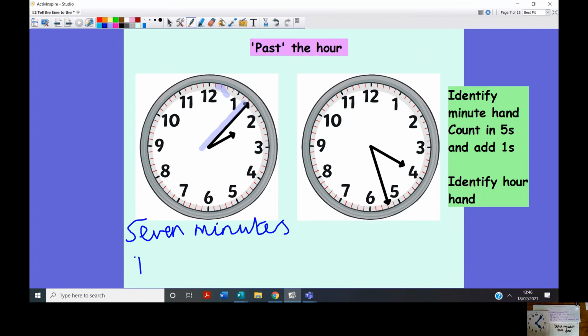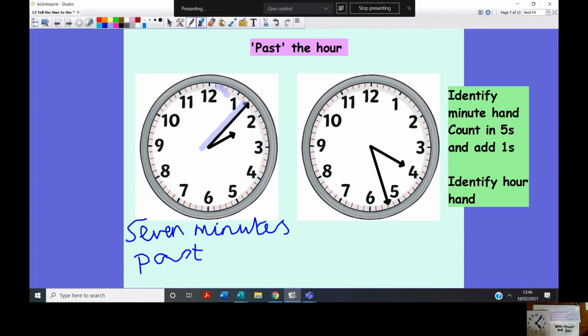minutes past. Remember, it's not gone past our half past. 7 minutes past, and what's the hour? Oh, let's see. It is closest to 2. So the answer is 7 minutes past 2. Again, I've written it in words. Let's do this one together.